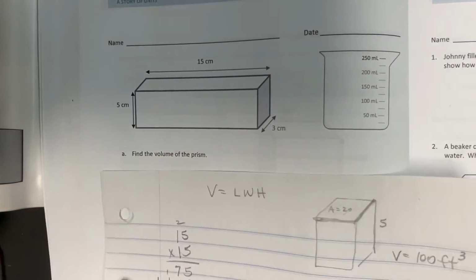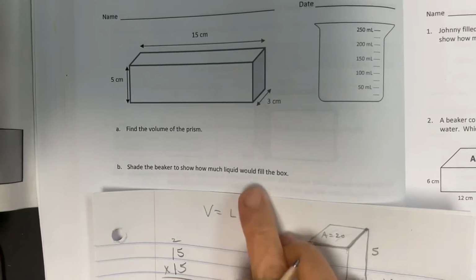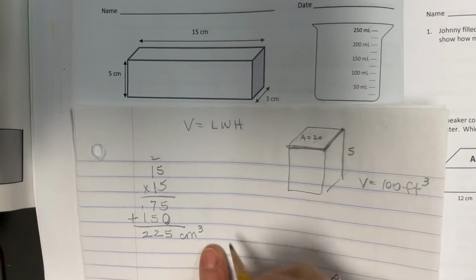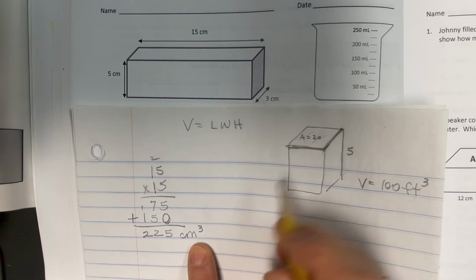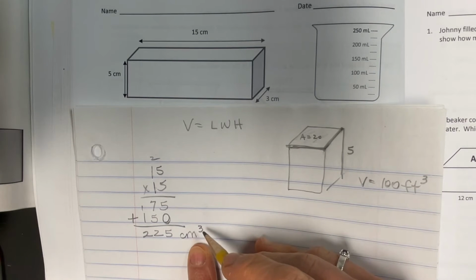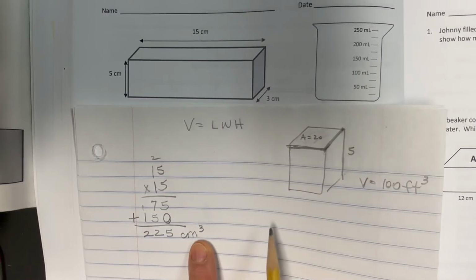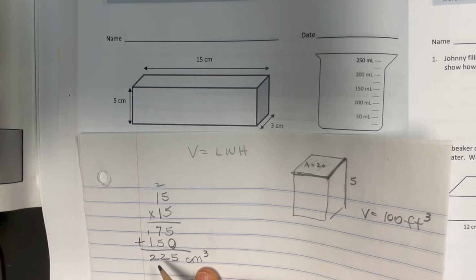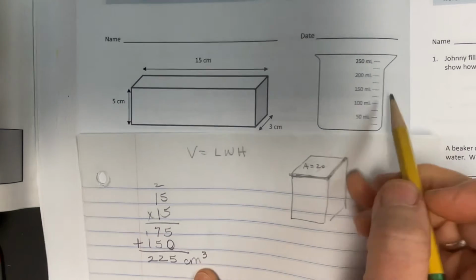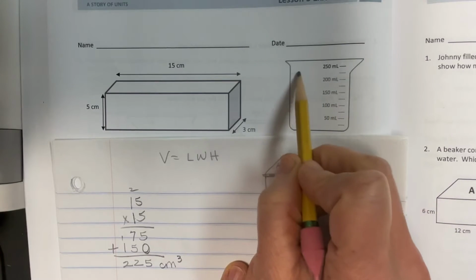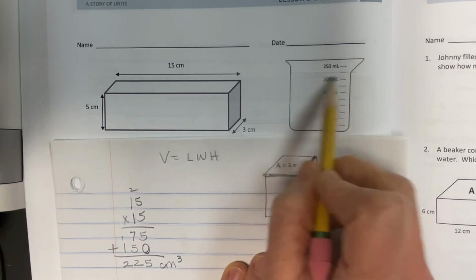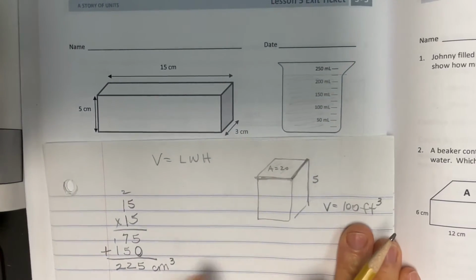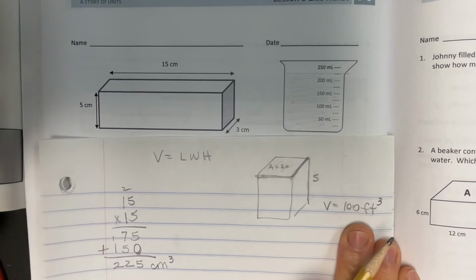That's my volume. Now it says shade the beaker to show how much liquid would fill the box. Now it turns out that cubic centimeters translate to milliliters. 1 cubic centimeter is equal to 1 milliliter. You would learn that in science. I don't know if we talked about that in class. So that would mean I would shade my beaker to 225 milliliters, which would be to this level right here, because it would be halfway between 200 and 250. So that's how you'd shade your beaker. Okay, that's all there is to that exit ticket. That was a short one.